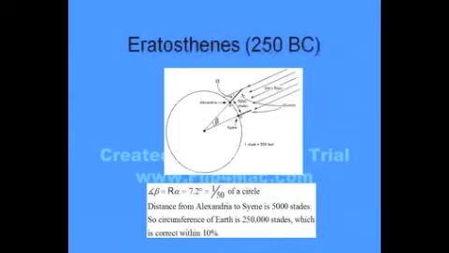Now, because of alternate interior angles, this angle beta is also 1/50th of a circle, 7.2 degrees, which means if you multiply this distance by 50, you get 250,000 stades, which is very close to the circumference of the Earth, but it depends how big you think a stade is, but even so it's in the right range. So this was known all the way in 250 BC.